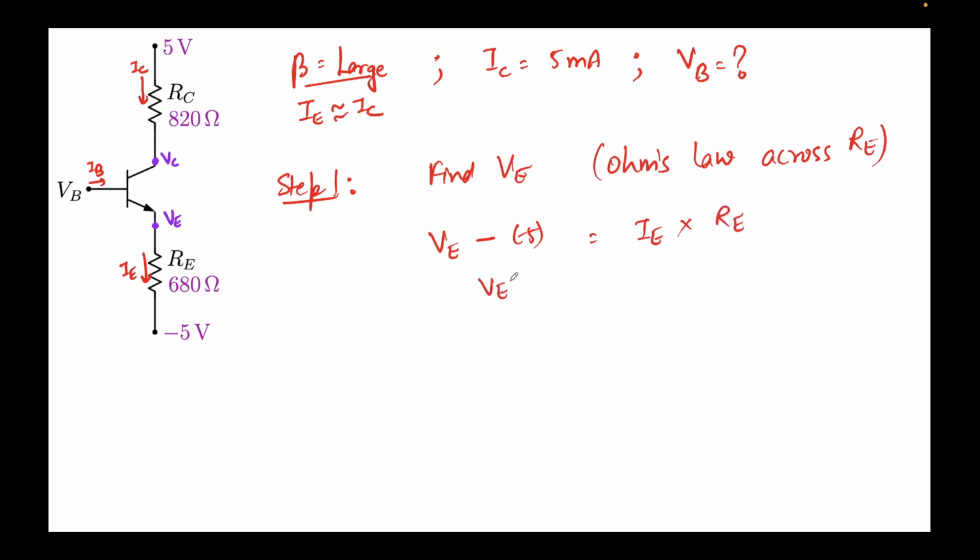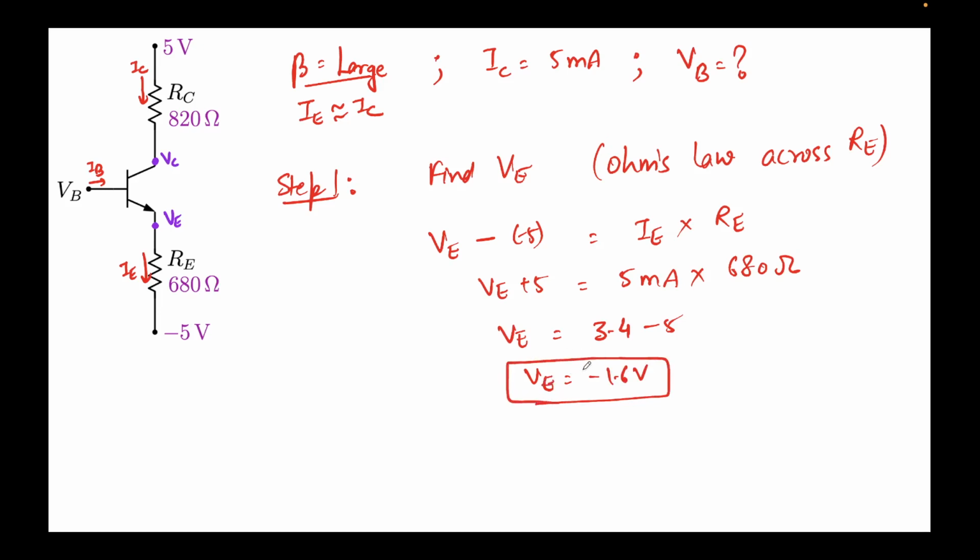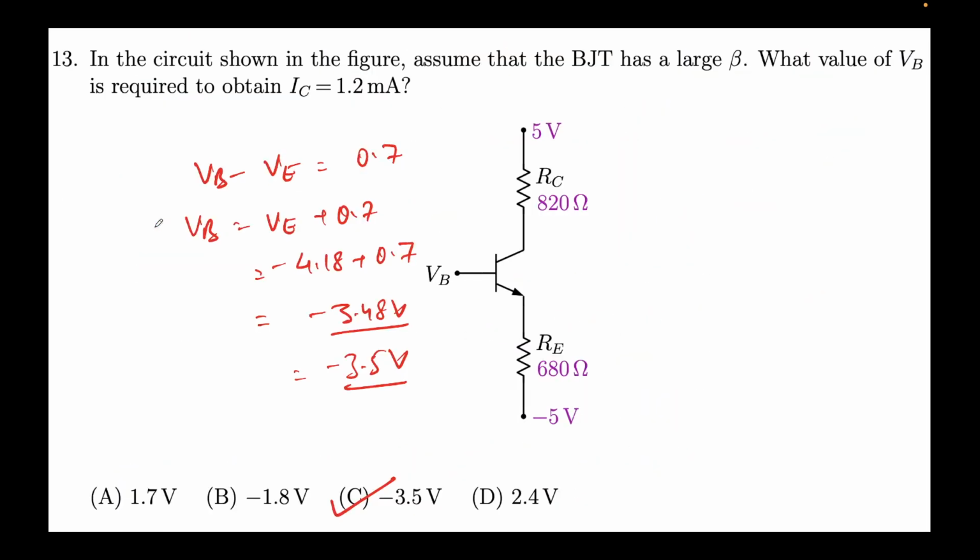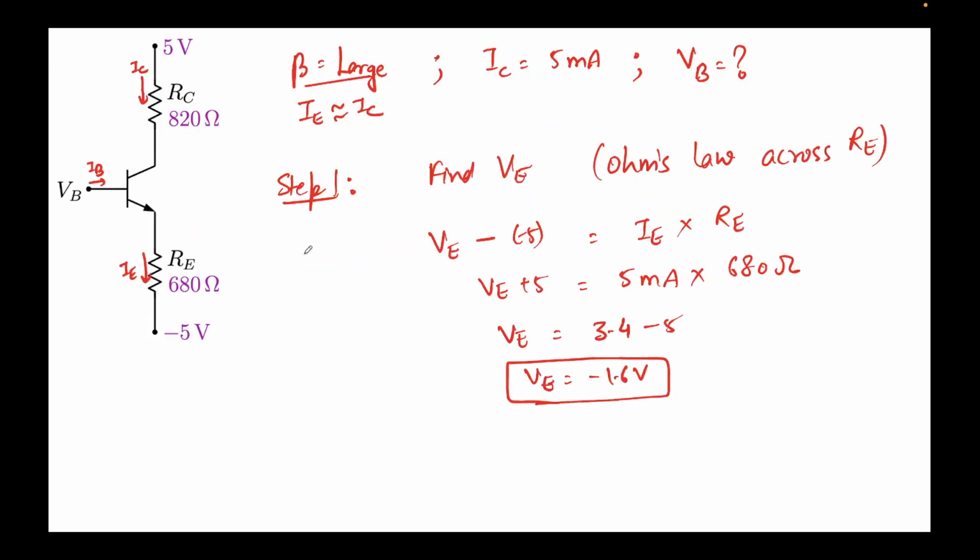This will give me VE plus 5 equals IE, which is approximately IC, which is 5 milliamps, times RE. RE is nothing but 680 ohms. This will give me VE equal to, 5 times 680 is 3.4, minus 5. So VE equals minus 1.6 volts. This is considerably higher. Remember, in the last problem VE was minus 4.18, about minus 4.2. Now VE has increased to minus 1.6 because there's more current flowing, so there will be more voltage drop here, and hence VE will also rise.